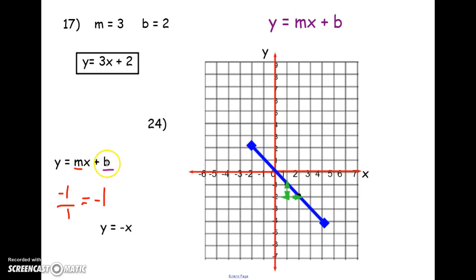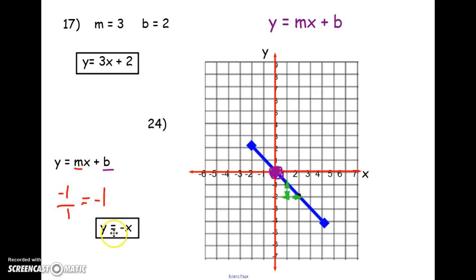Now for my y-intercept, where I cross over the y-axis, we see that it is at 0. We cross over at 0. I'm trying to make that large so we can see it. We cross over at 0. So could I go down to my equation here and write plus 0? Yes, but we don't need to. So my actual equation on 24 is just going to be y is equal to -x.